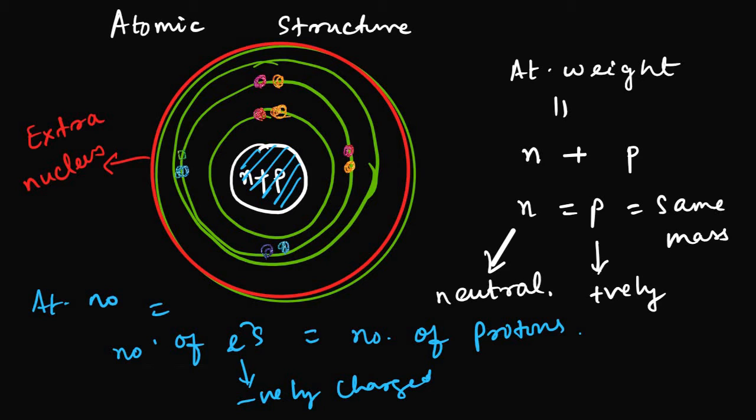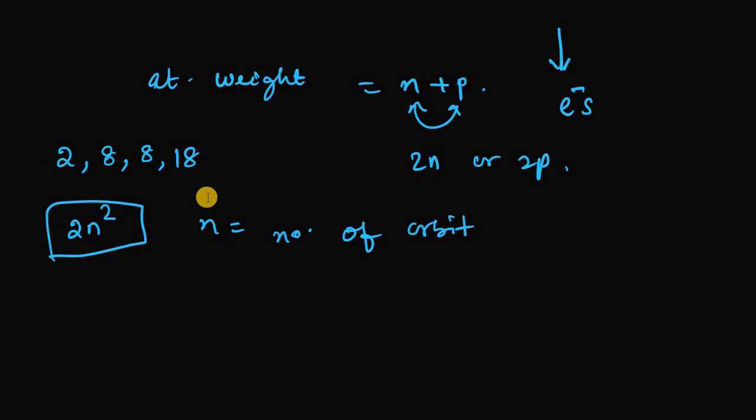So how do they help us? They help us in conducting the electric current. That's why we are studying it here. I have already written here how we arrange the number of electrons in an orbit.